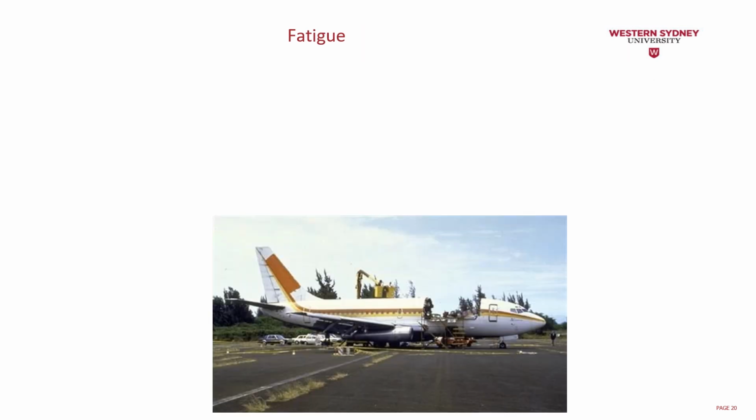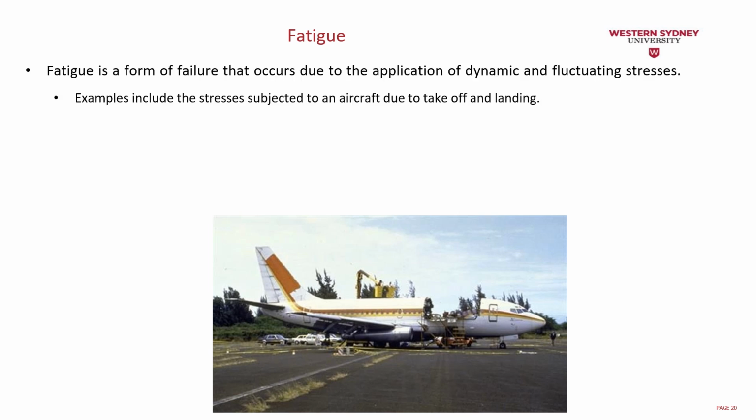You may have heard the word fatigue before, but maybe not in mechanical engineering. So fatigue is a form of failure that occurs due to the application of dynamic and fluctuating stresses. An example would be the stresses to which an aircraft is subjected due to takeoff and landing. So now you can see the difference between fatigue and fracture. Fracture was a constant load being applied. If I have this load fluctuating, this will be a fatigue.